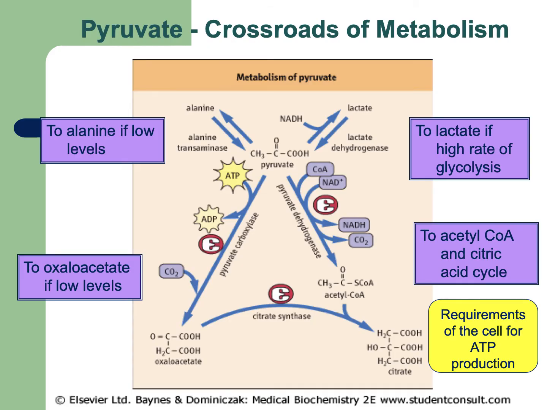This figure showcases the 4 pathways, or fates, of pyruvate. The fate it takes is dependent on the energy status of the cell and what is needed by the body at any given time. Pyruvate at the top of this figure can be converted to lactate if there is a high rate of glycolysis, to acetyl-CoA and onward to the citric acid cycle if oxygen is present, to oxaloacetate if there is a low amount of oxaloacetate in the citric acid cycle, or to alanine if the levels of this non-essential amino acid are low in the body.